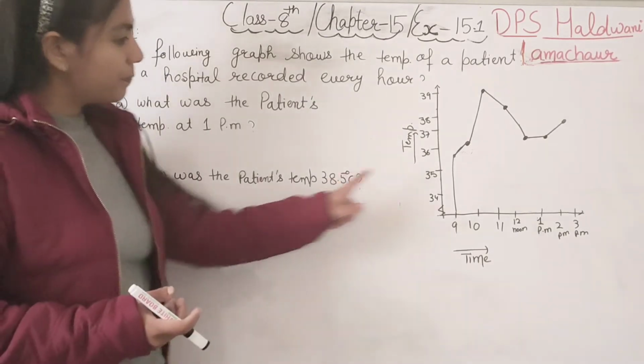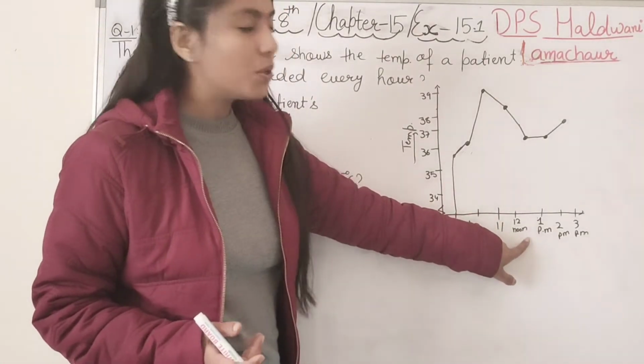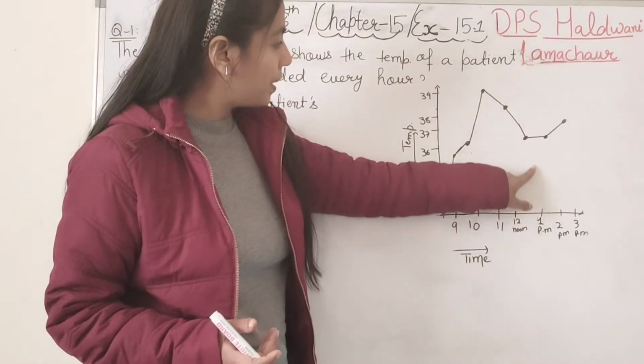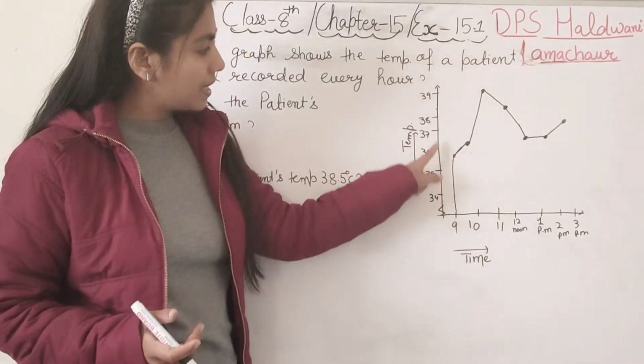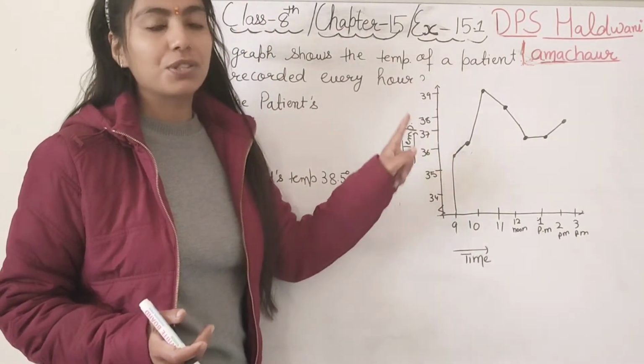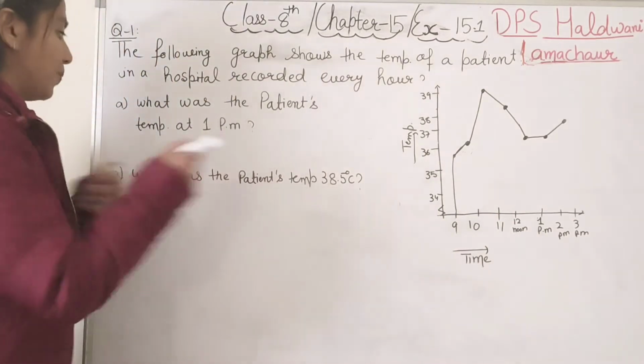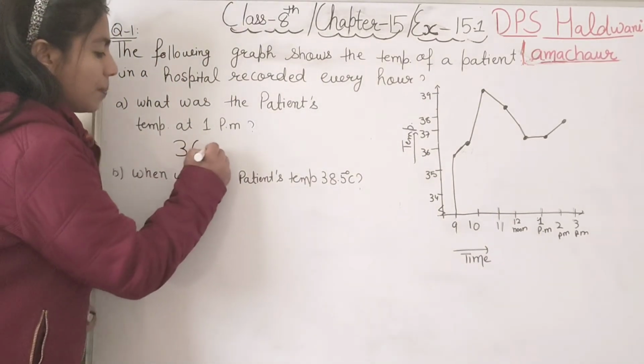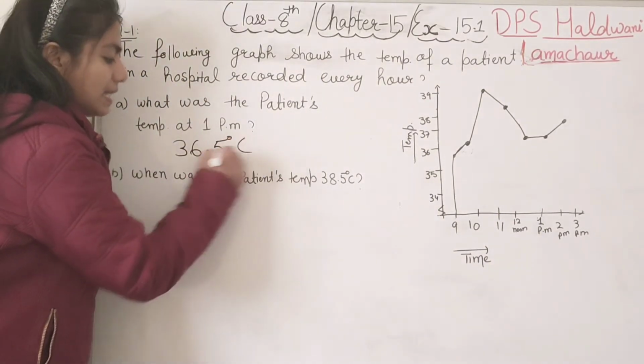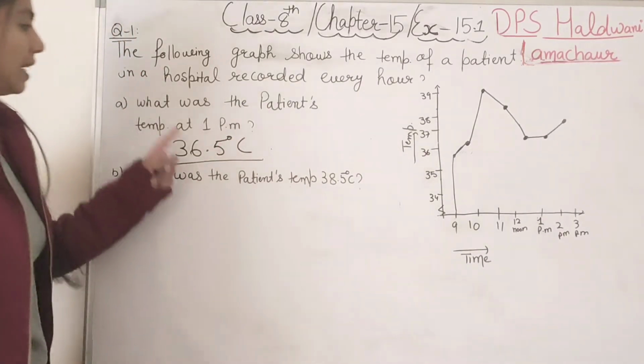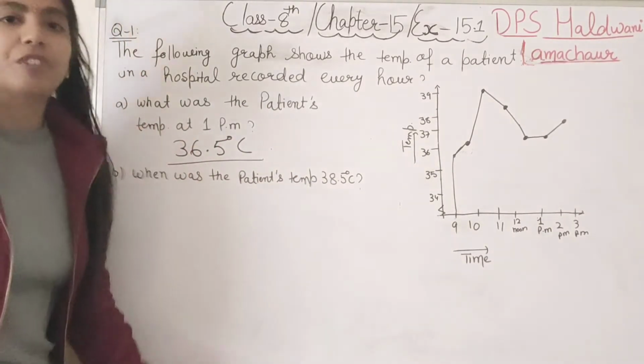At 1 p.m., here is 1 p.m. What was the temperature of the patient at 1 p.m.? It is, yes, 36 and 37 middle point. So it is 36.5. So you can write 36.5 degree Celsius is the temperature of the patient at 1 p.m.